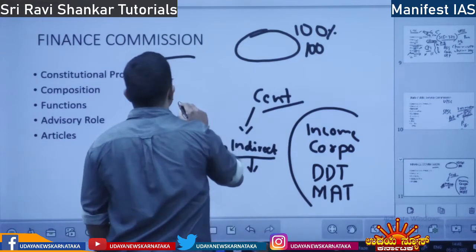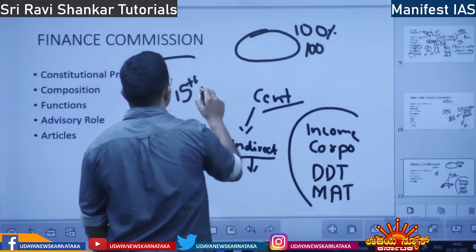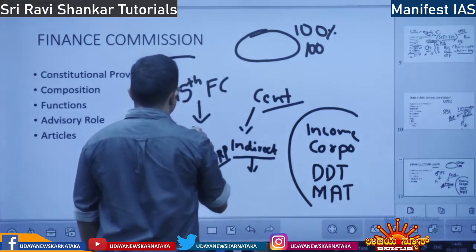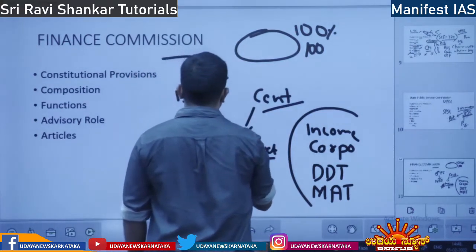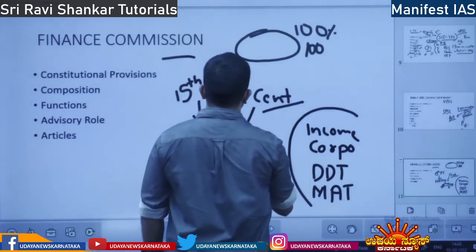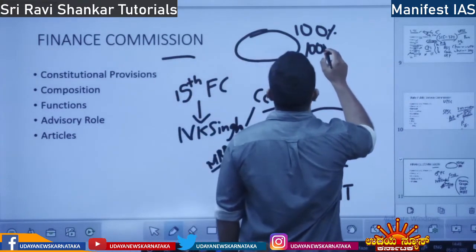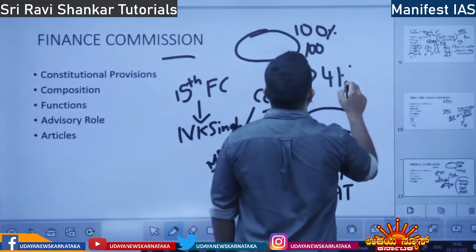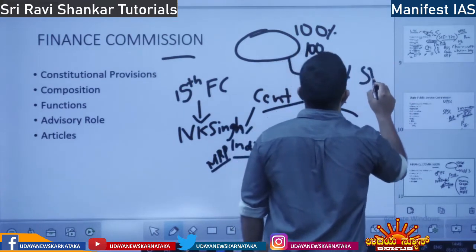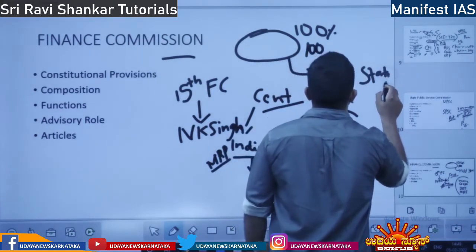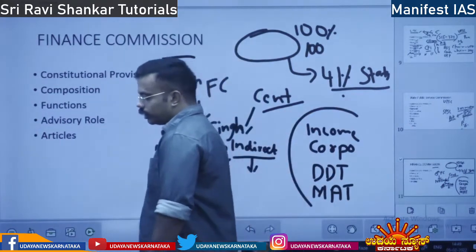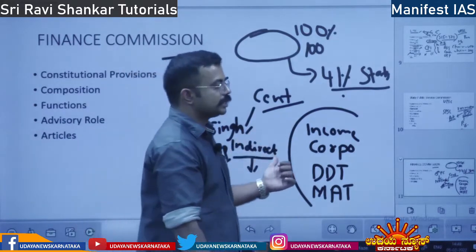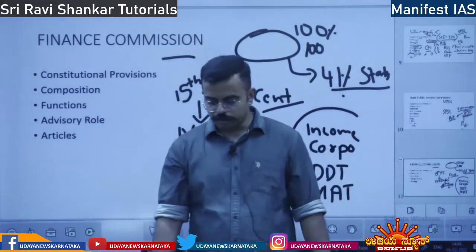The 15th Finance Commission is the recent Finance Commission. This commission is headed by whom? N.K. Singh is heading the 15th Finance Commission. Out of 100 rupees or 100%, he has given a recommendation that 41% should go to the states. So this is broadly the function of the Finance Commission: how much money should go to the states from the center.